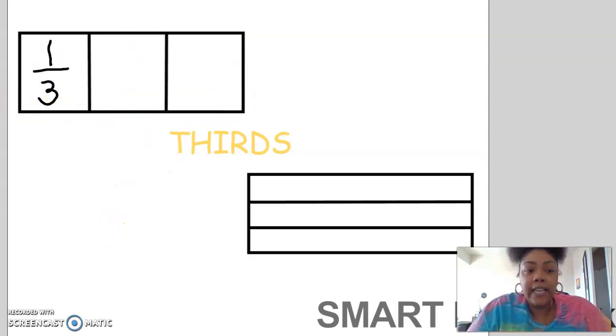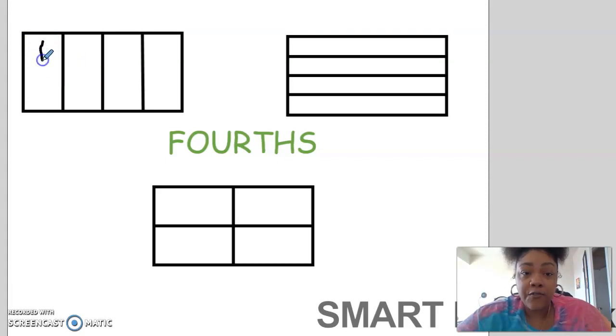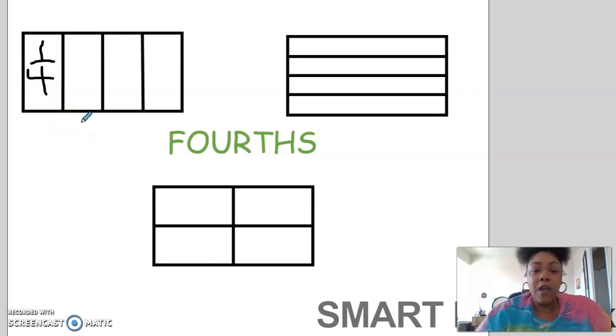All right, and then finally, last week you guys discussed fourths. I hope that this is starting to click for you guys because it is the same thing. We have 3 rectangles here or 3 wholes, and I went ahead and partitioned each one of these rectangles into 4 equal parts. So the fraction for each part is 1. What do you think? Oh, I bet you guessed it right. 1/4.